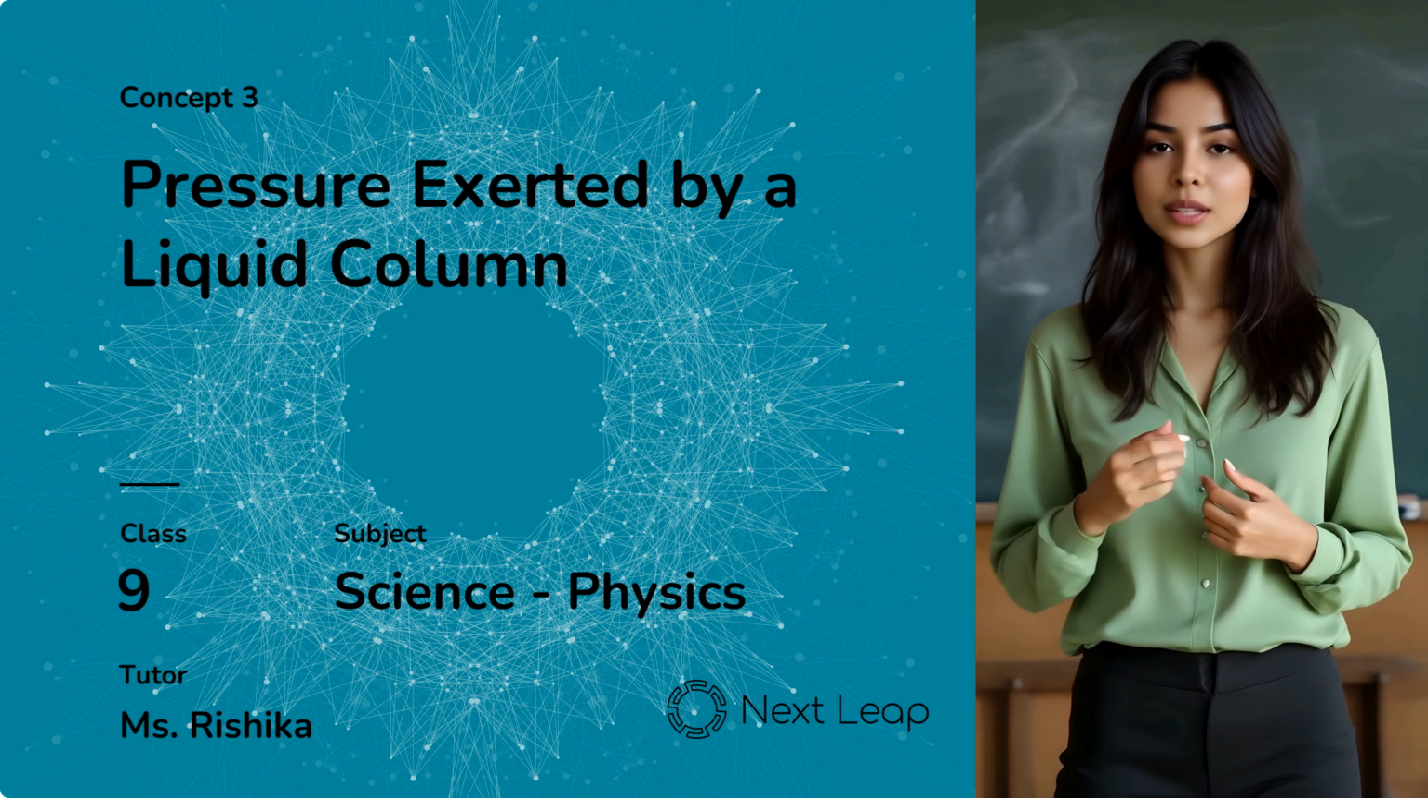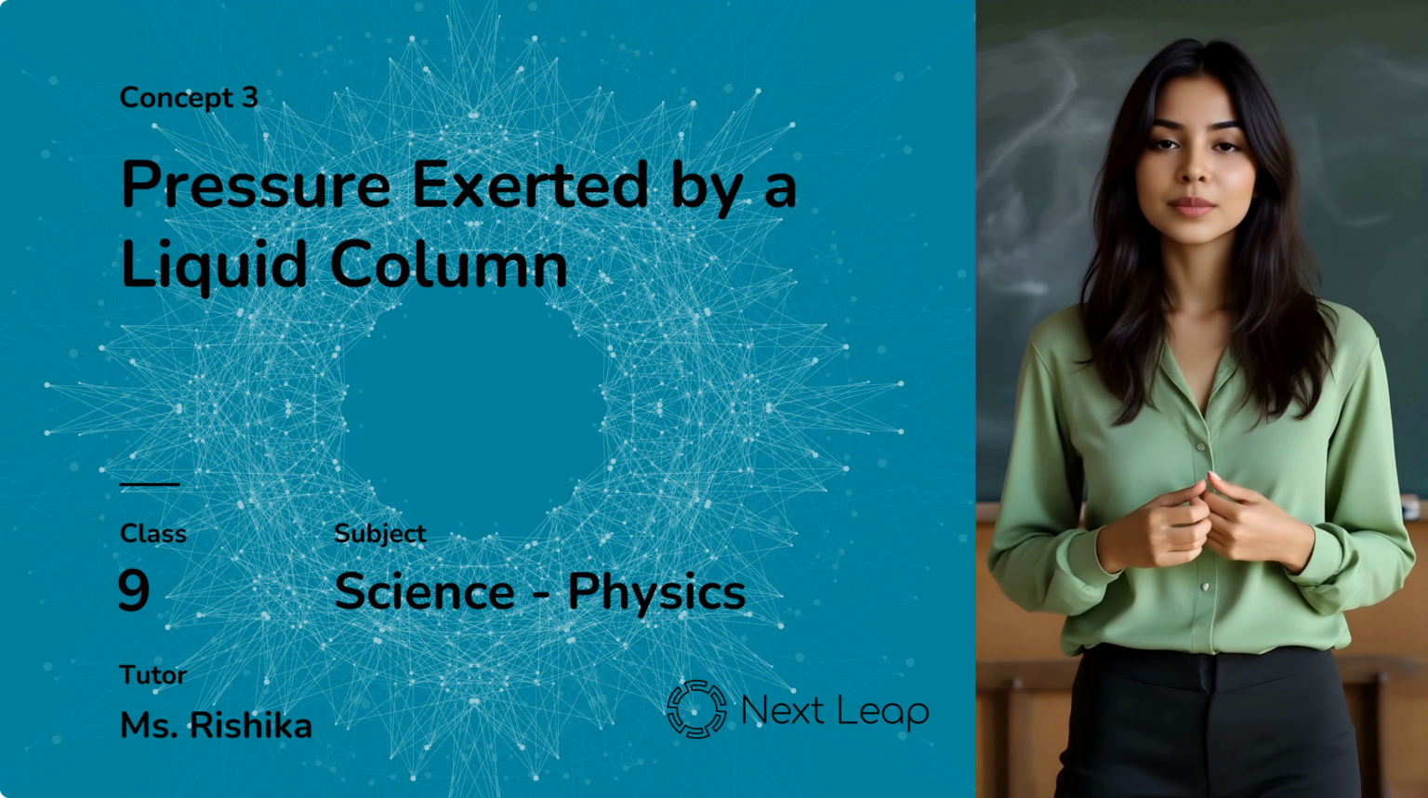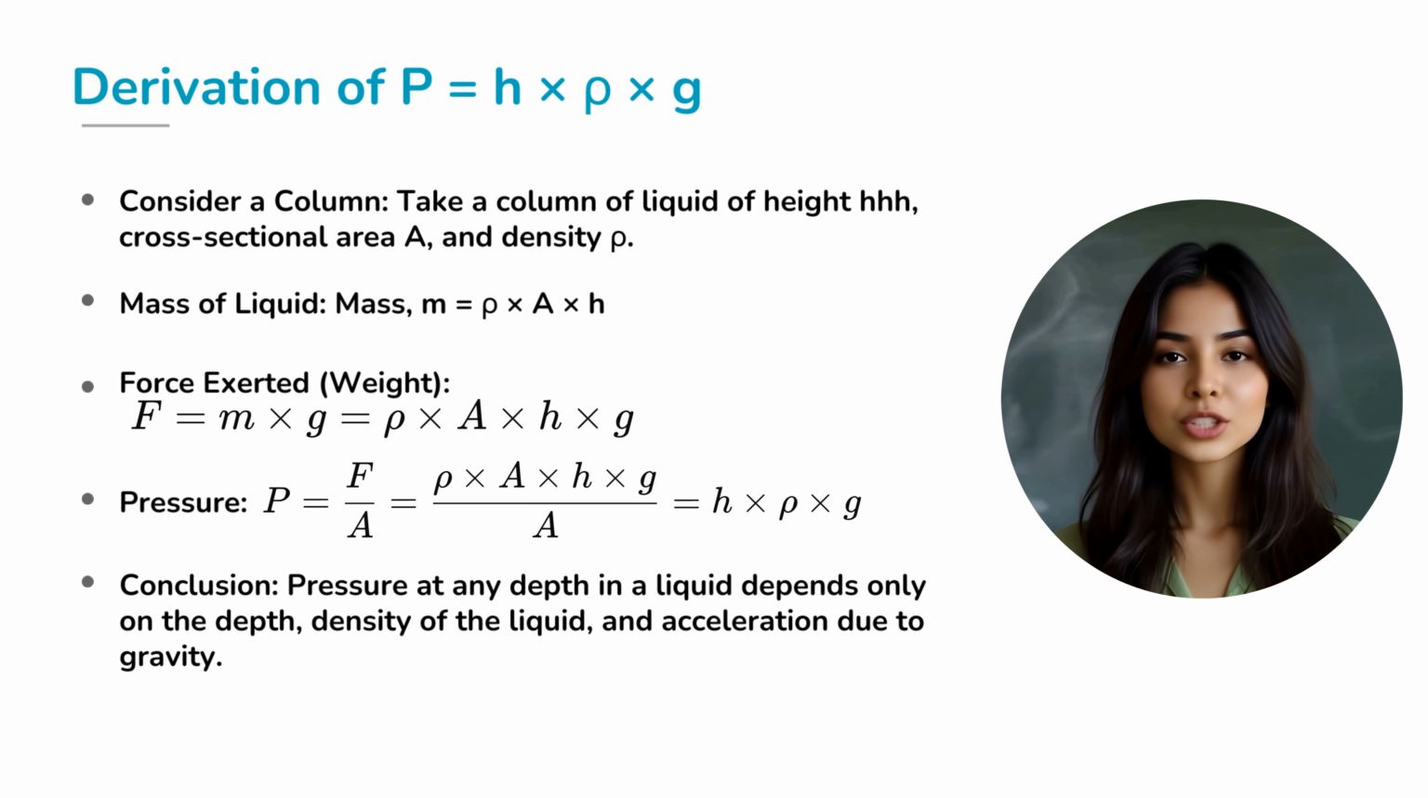Let's explore where this formula comes from. Let's derive that equation step by step. Imagine a vertical column of liquid. Let's say the liquid has height h, cross-sectional area A, and density ρ. Now, the volume of this column is A times h. So the mass m of the liquid is ρ times A times h.